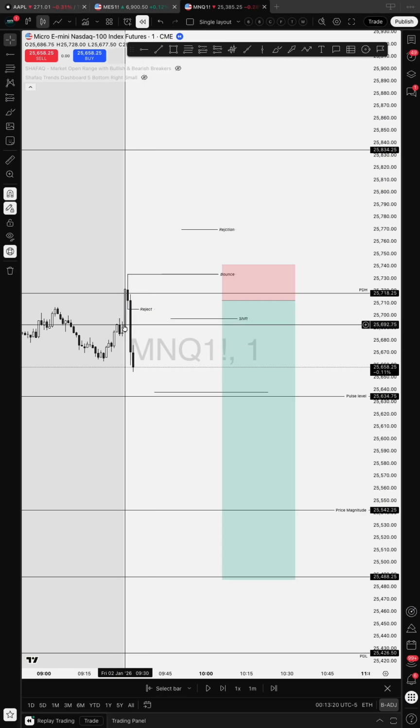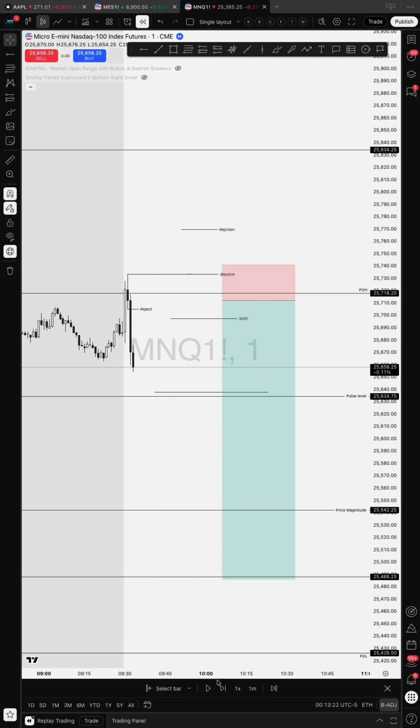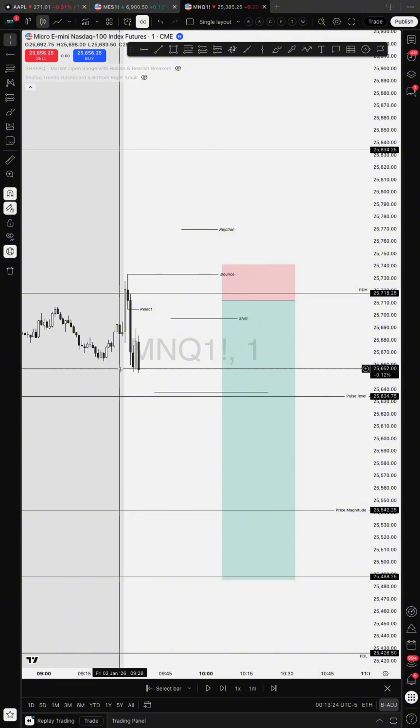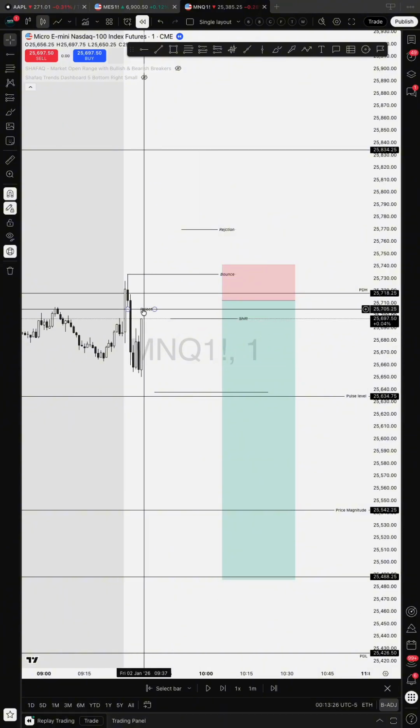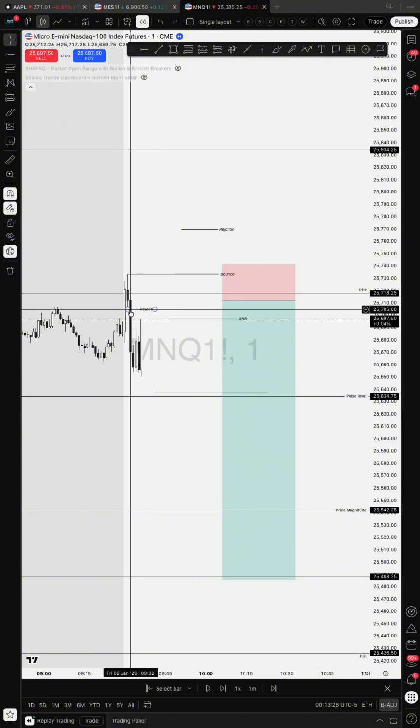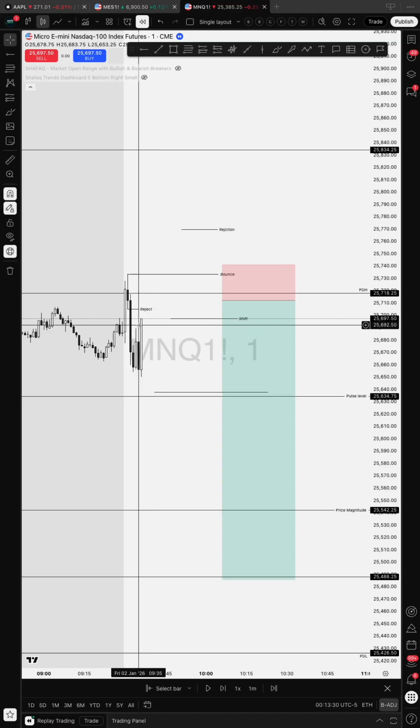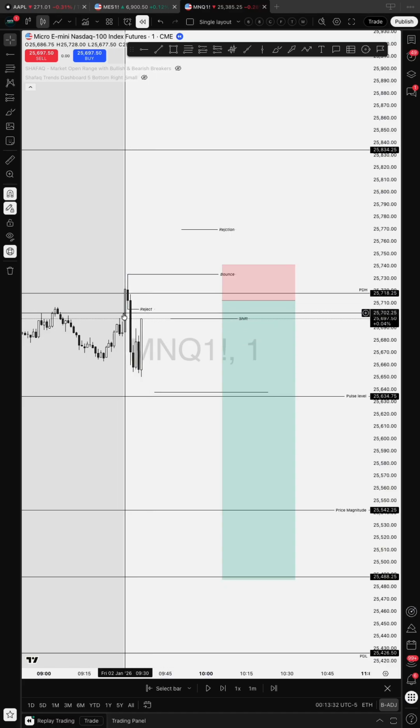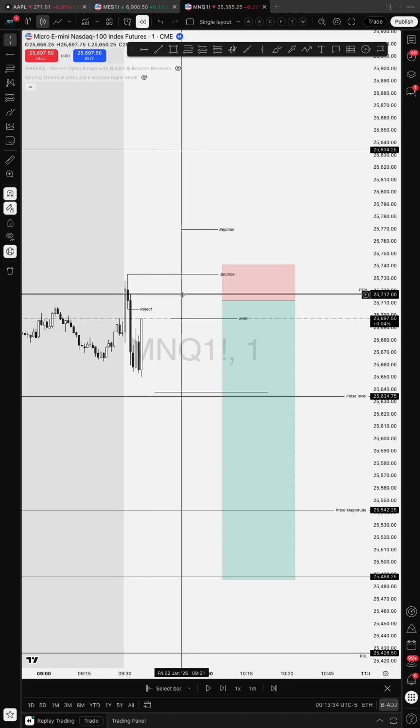So bullish imbalance invalidated, create a bearish imbalance. Now we have bearish control. I want to see if you can come and reject this area. If you do reject this area, this is 40% price action bearish. Bullish got invalidated. Now we have control over bearish.